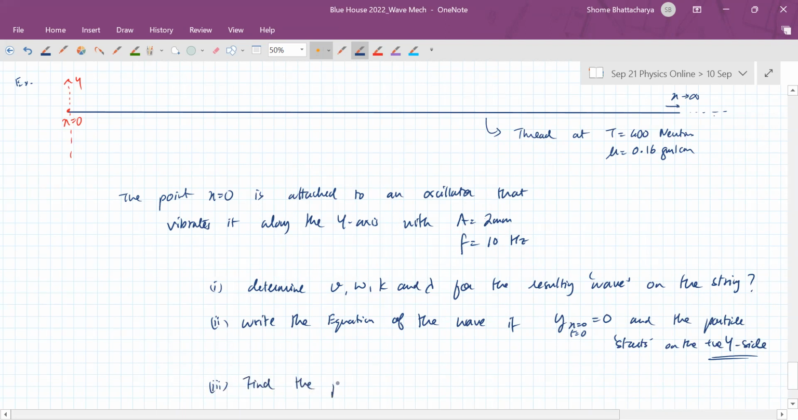We want to find the phase difference between two particles A and B at XA and XB. So just start with the first two parts. I'll tell you what to do in this third part.